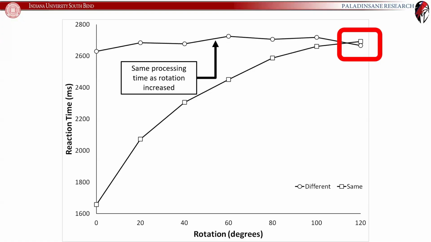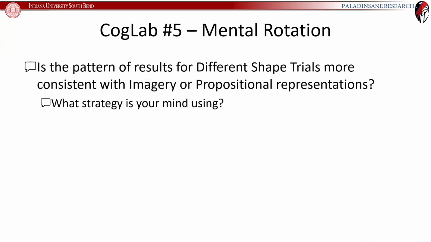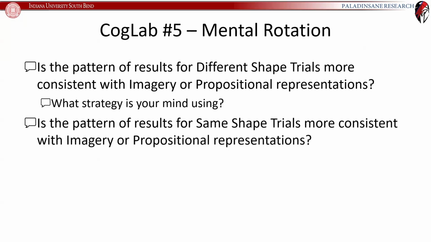But again, that's the kind of reasoning and the kind of thinking and the kind of implications that you can get from data like this. So, what strategy is your mind using? First time I ever heard of the imagery and then stacked on top of it propositional strategies. Although, I mean, there is some evidence for that.